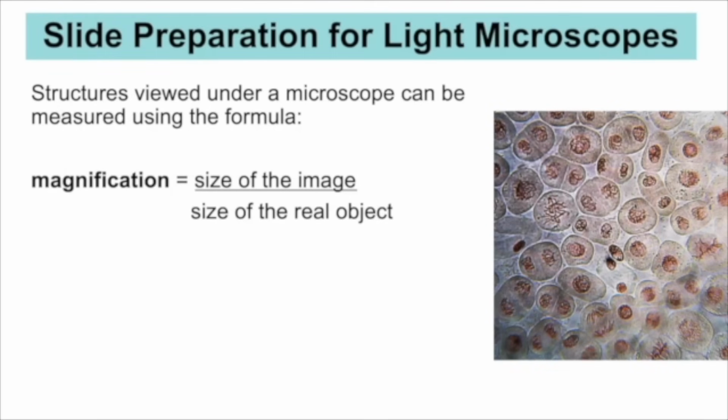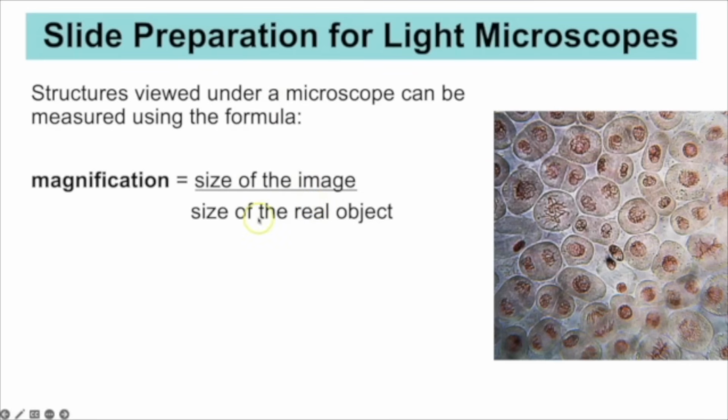Something else that you can do in terms of calculations with the light microscopes, but even with electron microscopes as well, is the magnification calculation. So you need to know that to work out the magnification, it's the size of the image divided by the size of the real object. And you might have to rearrange that formula to work out one of the other components of this equation. And it's never usually that straightforward.